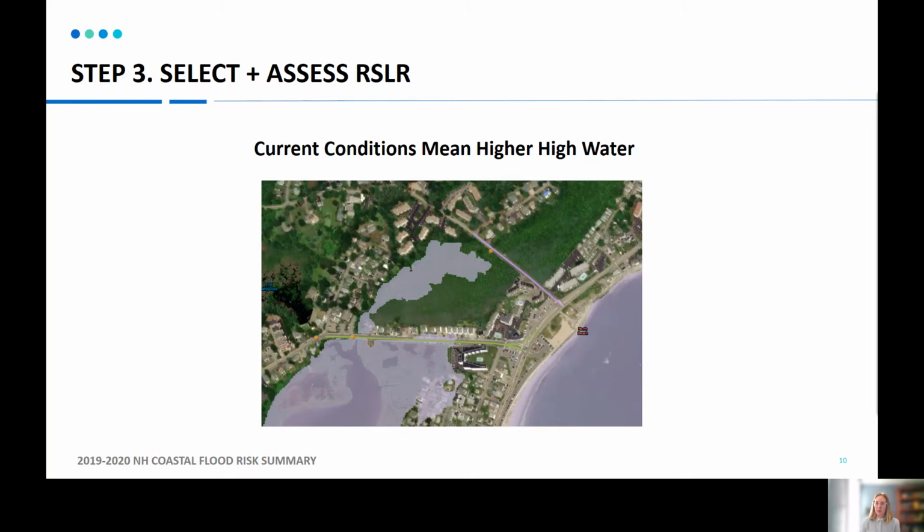For the second part of step 3, we take a look at what these SLR values, sea level rise values, look like at the sites based on available maps, or you could do this with a site survey.